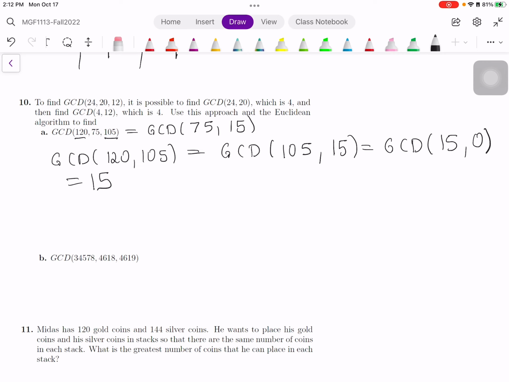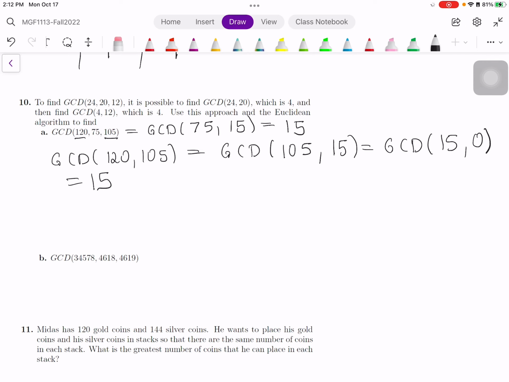And then, well, 15 fits 5 times into 75, right? So 15 already is the greatest common divisor because it already divides. Okay. Let's look at the next one.